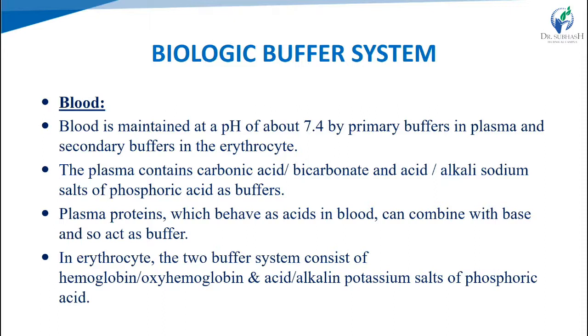The plasma contains carbonic acid and bicarbonate, acids, alkali sodium salts or phosphoric acid, so buffers like that are there. Plasma proteins behave as acids in blood, combine with the base and so act as a buffer. And the secondary buffer in erythrocytes consists of two buffer systems: hemoglobin or oxyhemoglobin and acids, and the alkaline potassium salt of phosphoric acid. So that is the biological buffer system.